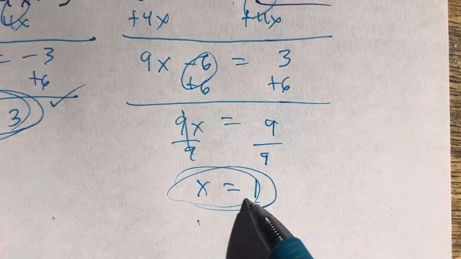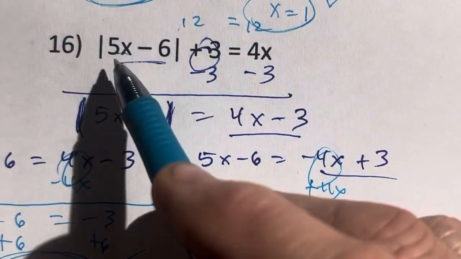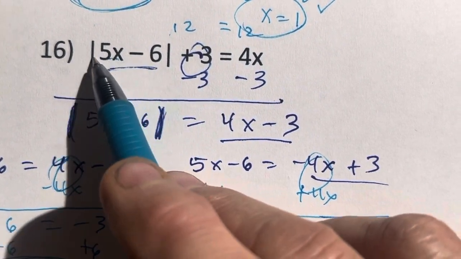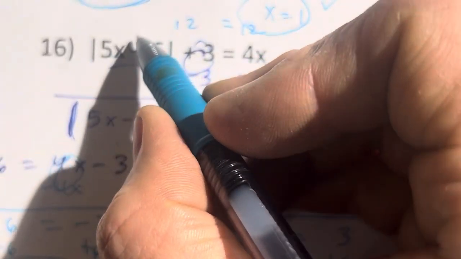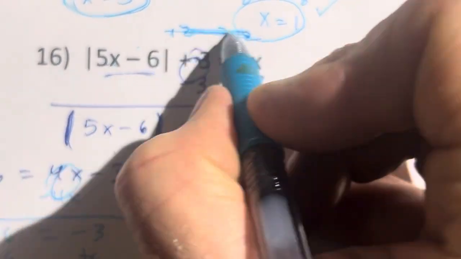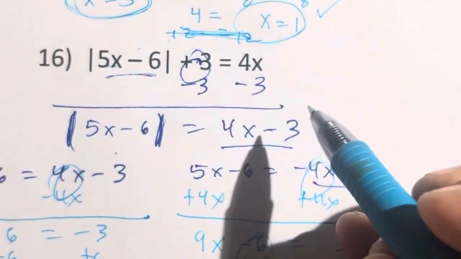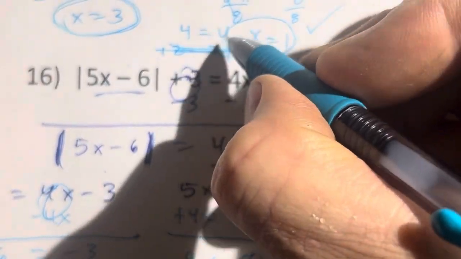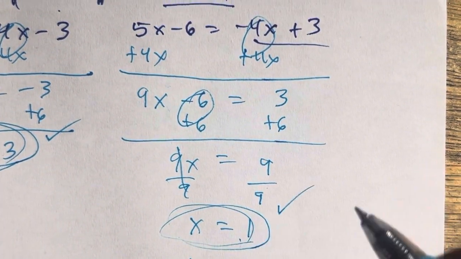What about this one? If I put 1 in, so 5 times 1 is 5, minus 6 is negative 1. The absolute value of negative 1 is positive 1. So I've got a positive 1 plus 3, which is 4. So here's my answer as well. This time I get a 4. And if I put 1 in here, 4 times 1 is 4. So 4 equals 4, and this answer works too.